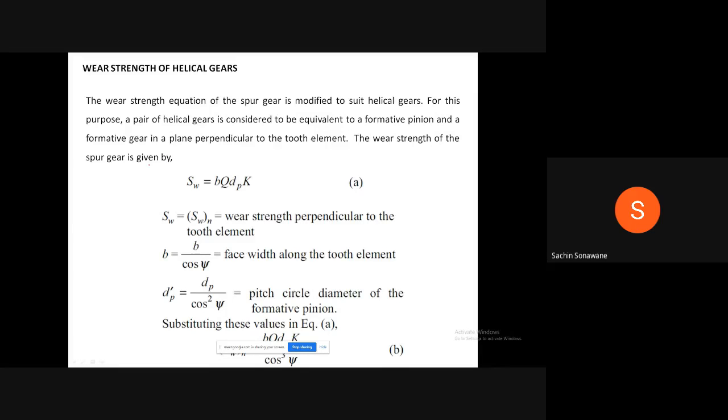The wear strength of the spur gear is given by, we know this equation, SW is equal to BQ dp k, equation A, where SW is equal to SWN, wear strength perpendicular to the tooth element, B is equal to B upon cos psi, face width along the tooth element, dp dash is equal to dp upon cos square psi, pitch circle diameter of the formative pinion. Therefore, substituting these values in equation A, we get SWN, that is wear strength perpendicular to the tooth element, is equal to BQ dp k upon cos cube psi, equation B.